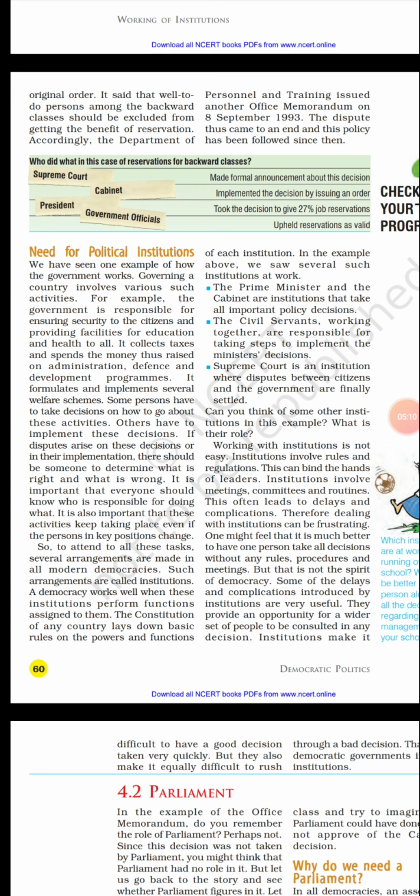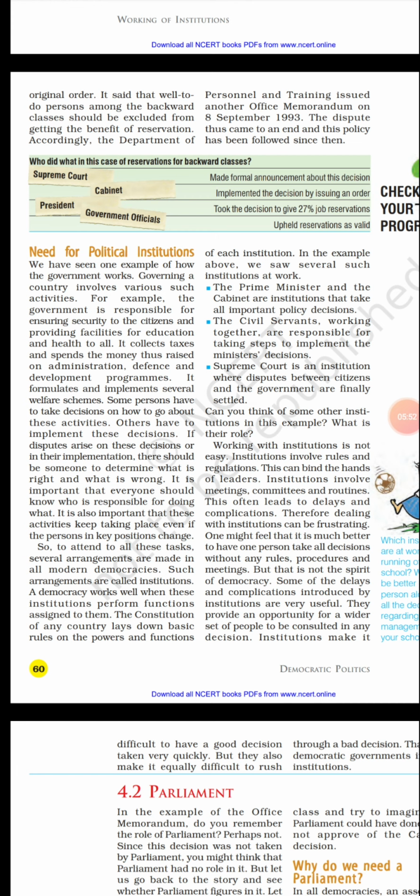Such arrangements are called institutions. So the arrangement: who will take the decision, who will do the duty, whose task is this and that, the position. Or you can say, like in our school also there are positions, right? Bureaucracy, like there's the principal sir, he is the head of the school, then the vice principal, then the senior teachers, then the junior teachers, then the office staff, then the peons and all. So that is called an institution, and each and everyone's duties have been divided according to their position.